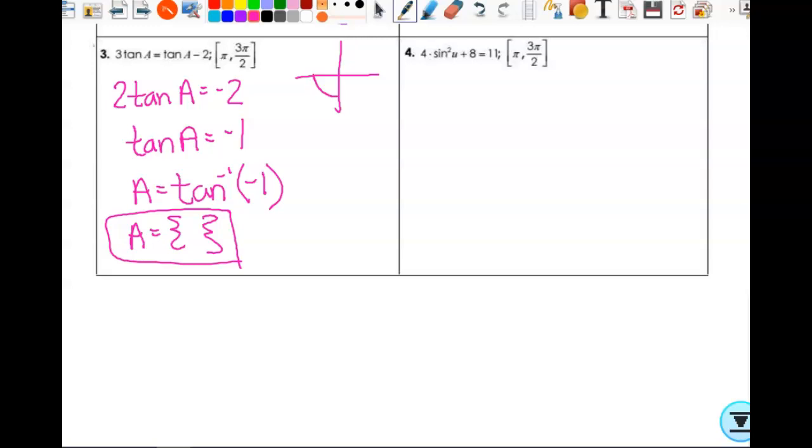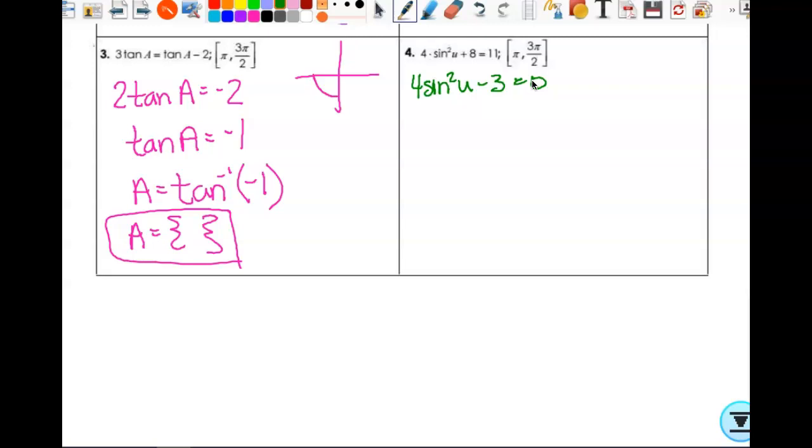All right. So let's look at number 4. Number 4 is a quadratic. Your first instinct with a quadratic should be to set it equal to 0 and see if you can factor it. So I'm going to move this 11 over, and this is going to give me 4 sine squared u minus 3 equals 0. If I could factor that, that would mean it's a difference of squares. Is that a difference of squares? Is that first term a perfect square? Yes. Is 3 a perfect square? No. So it's not a difference of squares.